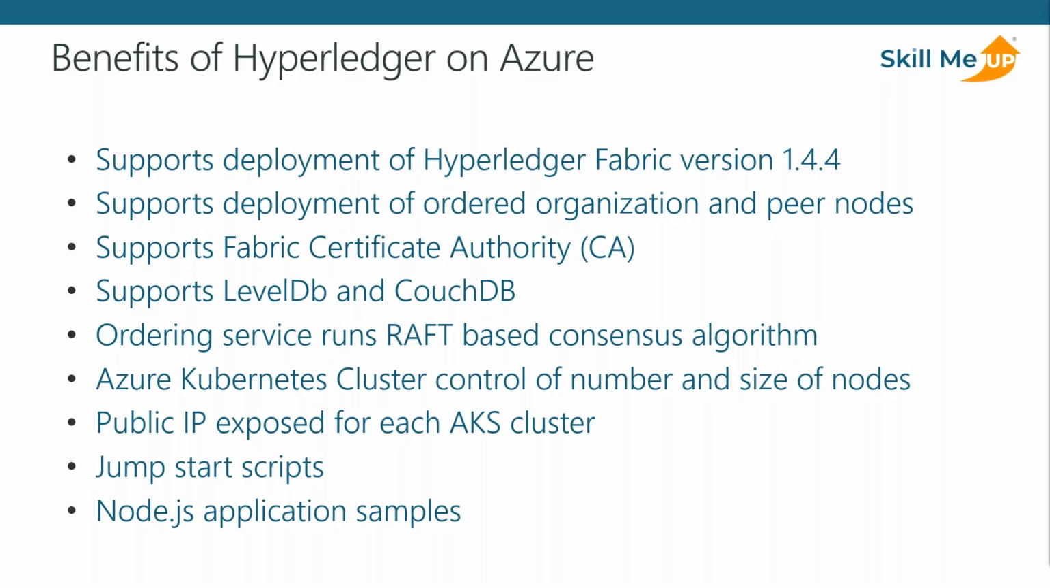It supports ways to configure size and nodes in Azure Kubernetes. It does have public IPs exposed, so you can attach to different networks and different organizations. It enables you to jumpstart building your network, with sample scripts to help with post-deployment steps, such as creating consortiums and channels and adding peers to the channel. There's also a GitHub site that has a Node.js application sample to support running a few native Hyperledger Fabric APIs, such as new user identity generation and running custom chaincode.